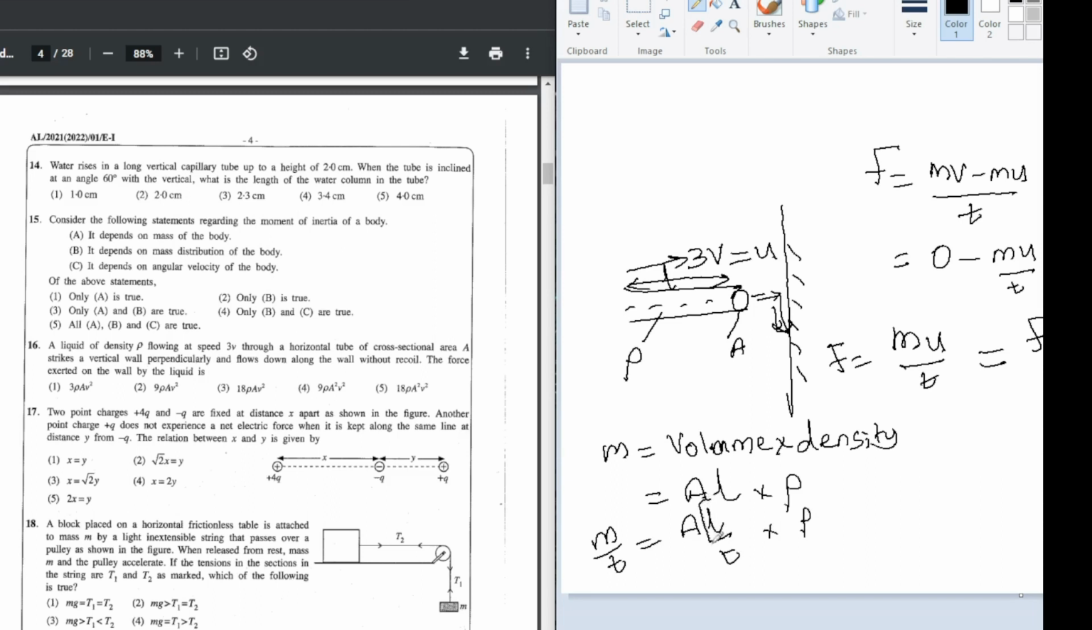L over t is the velocity of the liquid, distance divided by time. That is 3v. So then A into 3v into rho. We substitute it here. m over t is A into 3v into rho, and u is 3v. So you get 9 rho A v squared. Answer 2.